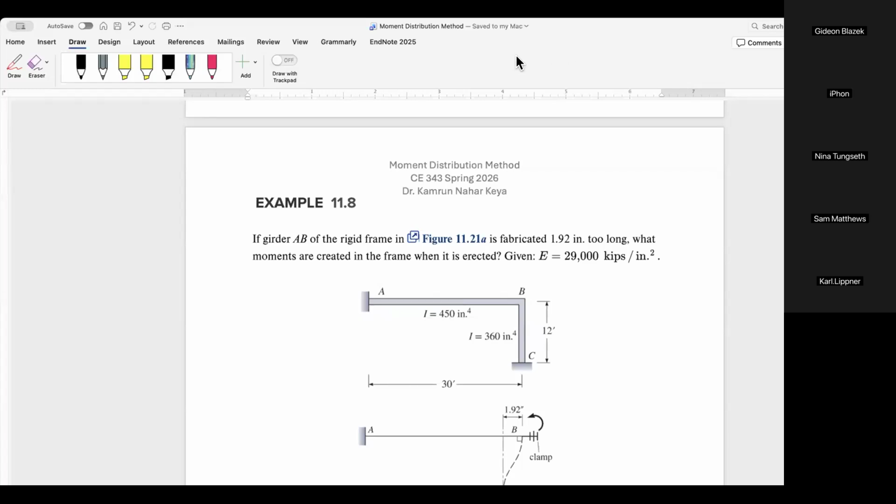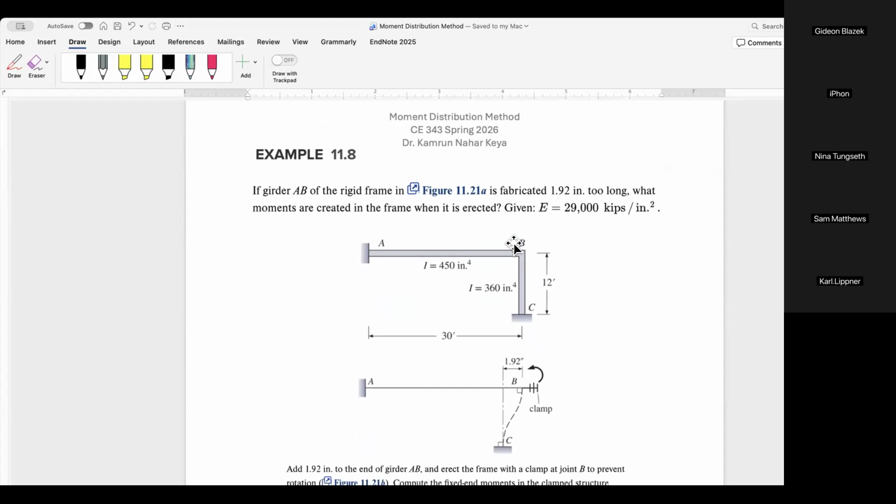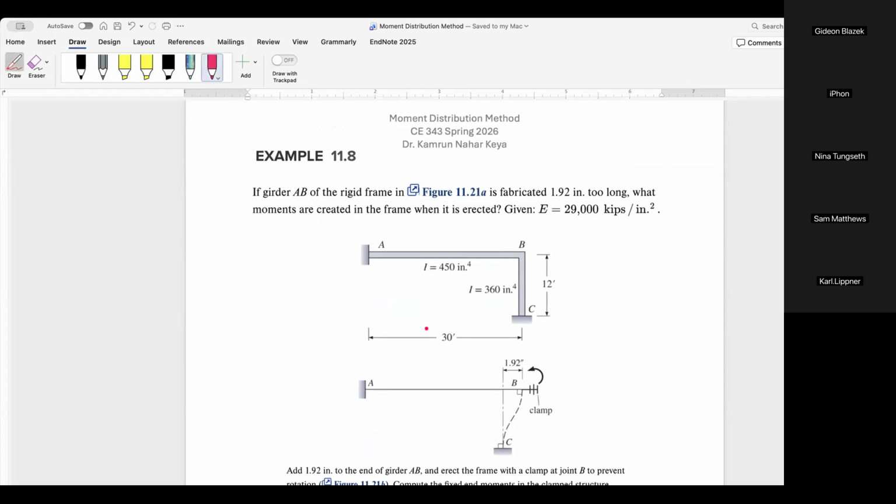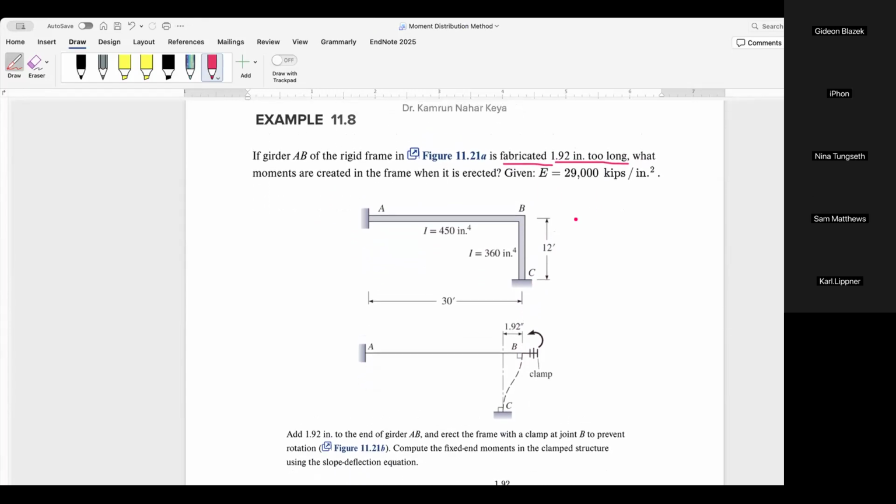Okay, we can start now. Another math. So it says that we have frame A, B, C, I value is given. Now it's fabricated 1.92 inch too long for AB bar. And because of that, there will be moment created in the frame. So you need to compute it based on the moment distribution method.